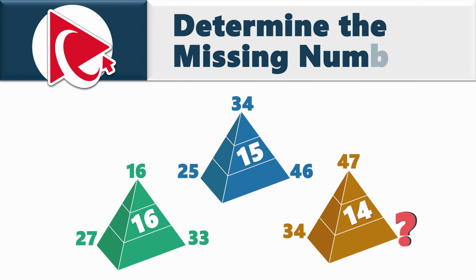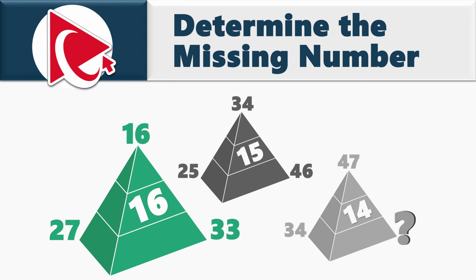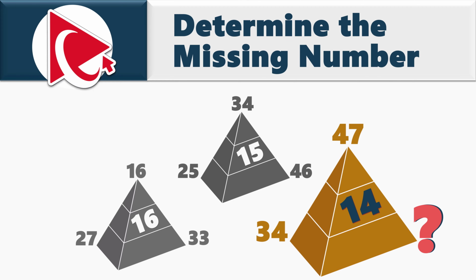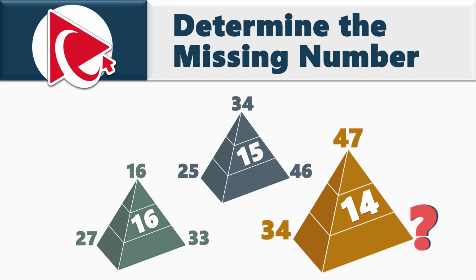You're presented with 3 pyramids. Each pyramid has 3 numbers on the outside and 1 number inside. In the first pyramid, the numbers are 27, 16, and 33, and the inside number is 16. In the second pyramid, the numbers are 25, 34, and 46 on the outside, and the inside number is 15. And on the last pyramid, the inside number is 14, and the numbers on the outside are 34, 47, and then comes the missing number, which you need to determine and select out of 4 possible choices.